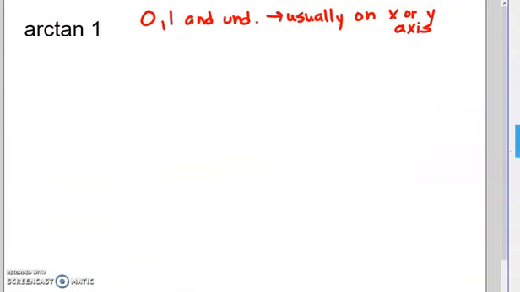All right, now we're going to do a couple that are a little bit trickier. So we have arctan of 1. What angle makes a trig ratio of 1, a tangent ratio of 1? 0, 1, and undefined are usually on the x or y axis, but in this case, tangent of theta equals 1. That's essentially the same problem. What angle gives you a tangent of 1 is a triangle.